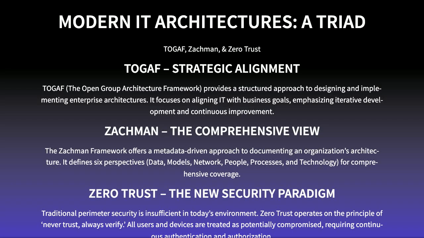Let's talk about how we're building IT architectures today. We've got three big players: TOGAF, which is all about connecting your IT strategy with your business goals; Zachman, which gives us a really detailed look at everything: data, models, even the people involved in our systems. And then there's Zero Trust Security. Think of it like this: instead of trusting anyone just because they're inside the network, we treat everyone as potentially risky and constantly verify their identity and access rights. We can see how integrating these approaches provides a much more secure and flexible foundation for your technology.